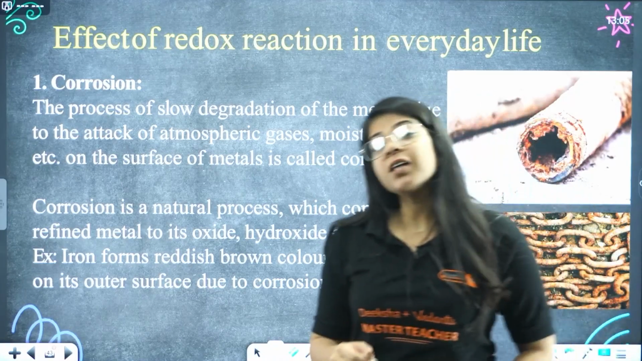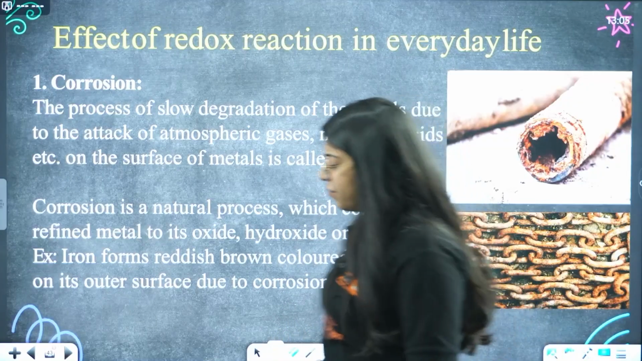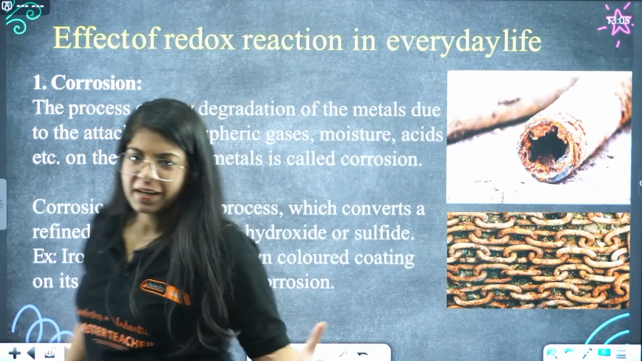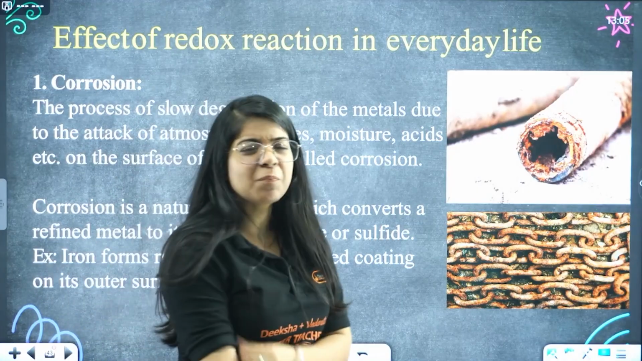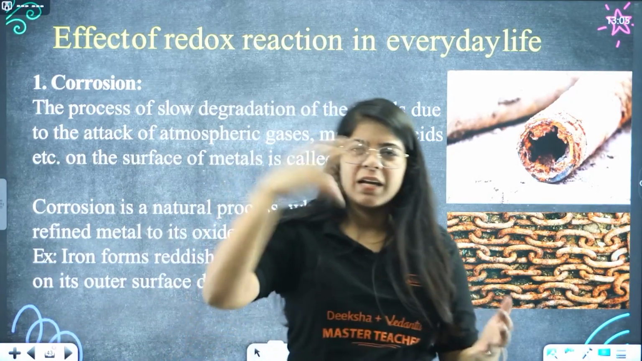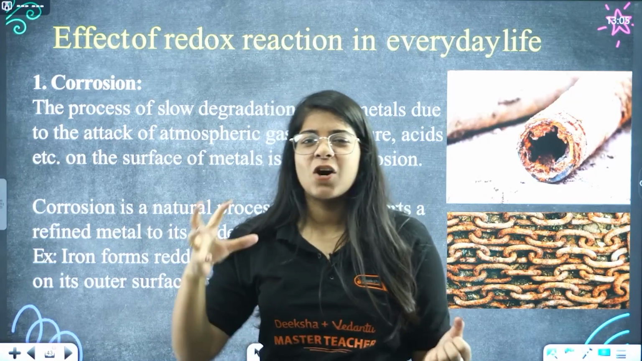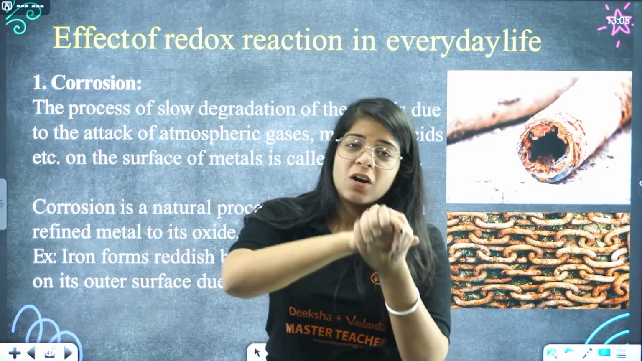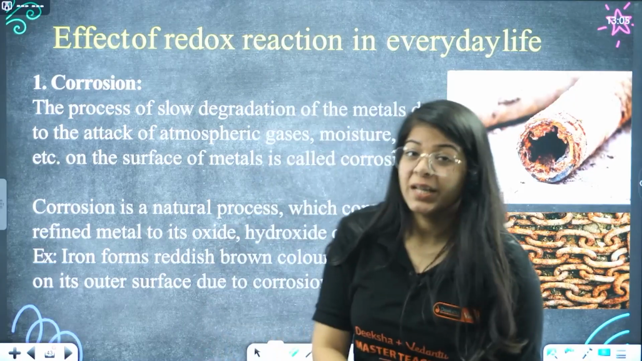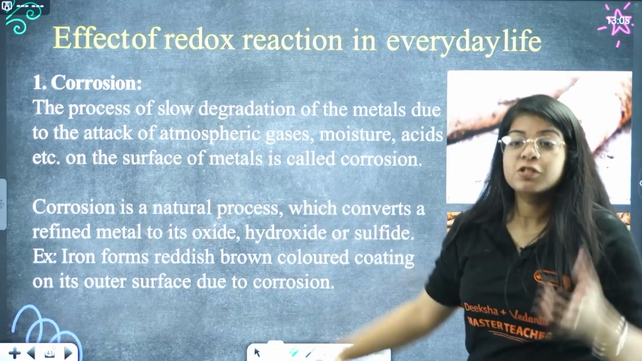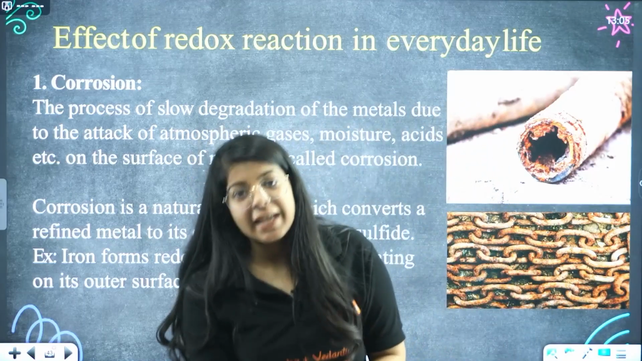Okay, so the first is corrosion. What is corrosion? Do you have iron gates in your home, metal gates in your home, and you see after some time a brownish substance is getting out of that gate, or a brownish substance is there on the gate and looks really bad. That is corrosion. What is happening? The process of slow degradation of that metal. That metal is getting degraded, right?